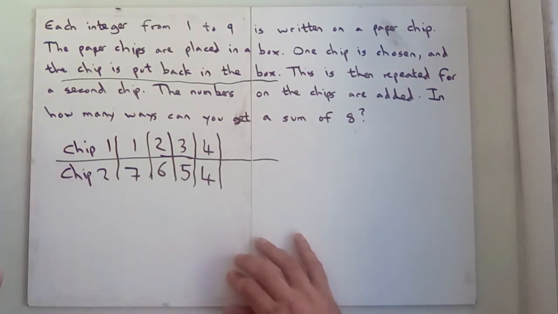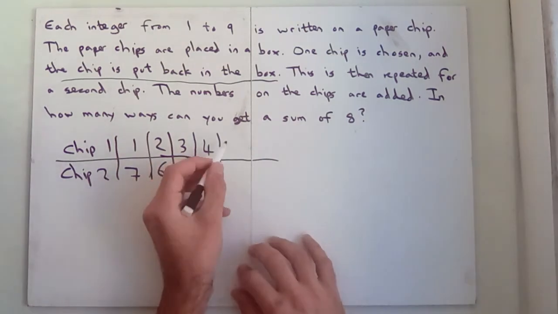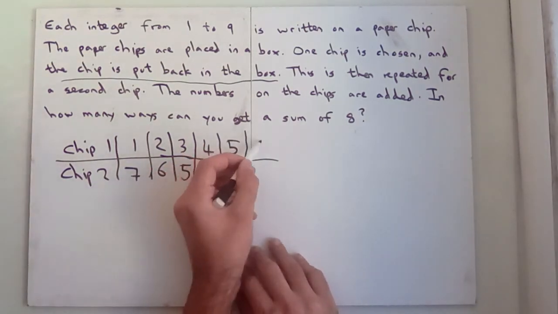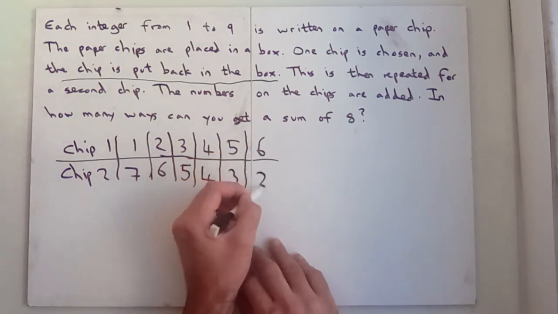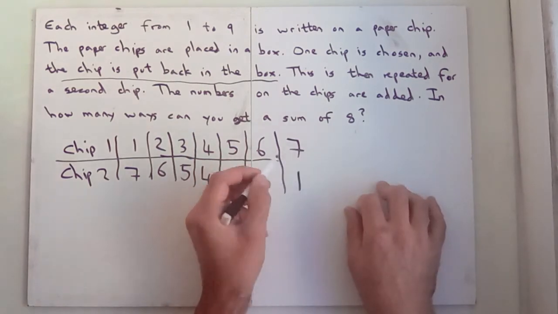When I say chip 1, I mean the first chip that I get. It doesn't have to be a different chip necessarily. So I could get a 5 on chip 1 and a 3 on chip 2, 6 on chip 1, which would mean a 2 on chip 2, a 7 on chip 1, which would mean a 1 on chip 2.